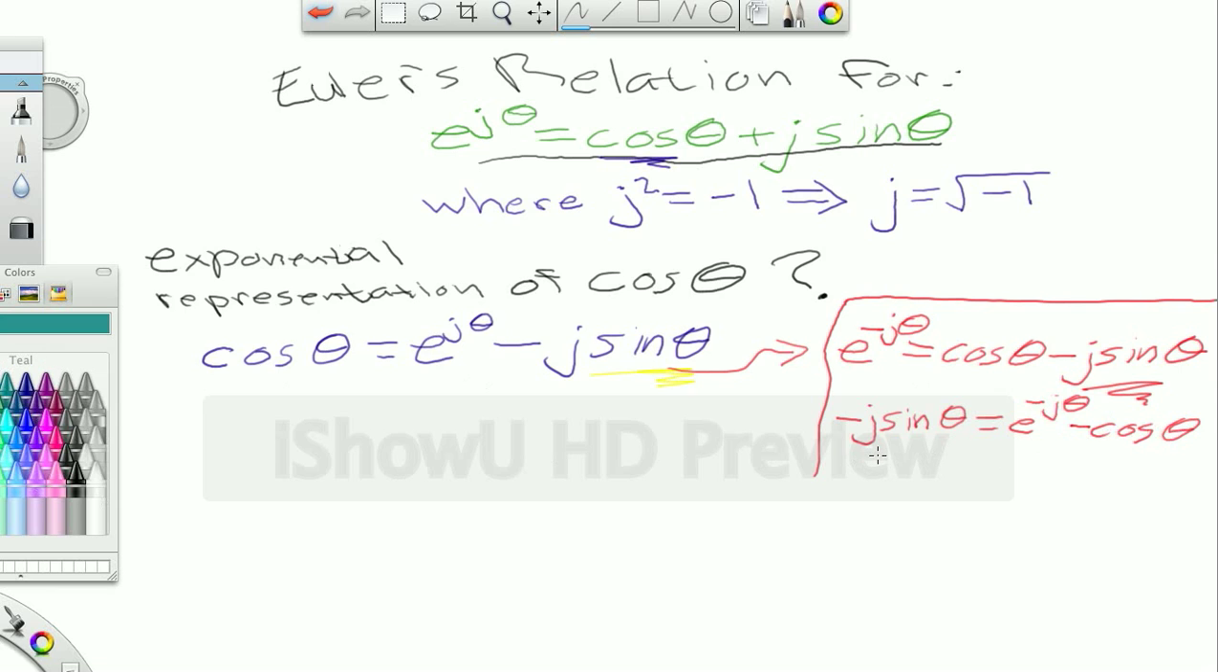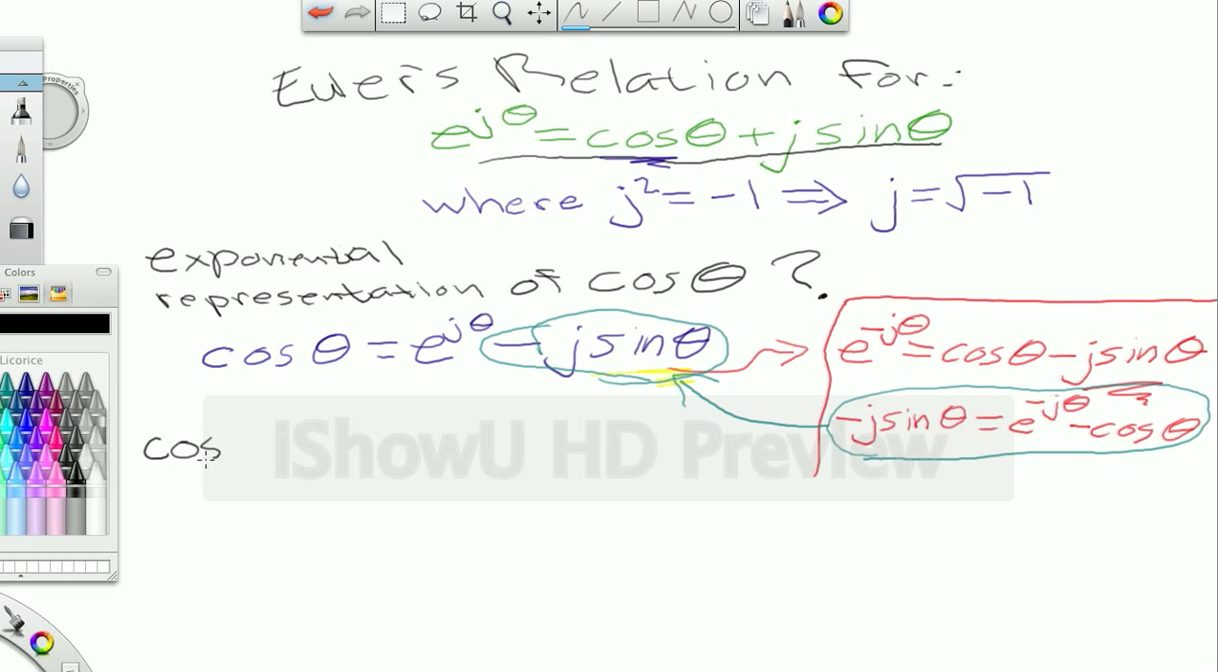What we're going to do is take this entire term and put it here to replace this. To replace this whole thing. Let's do that. Let's use black. So we have cosine theta equals e to the j theta, and then this term we'll replace with just this part. So that's plus e to the negative j theta minus cosine theta.